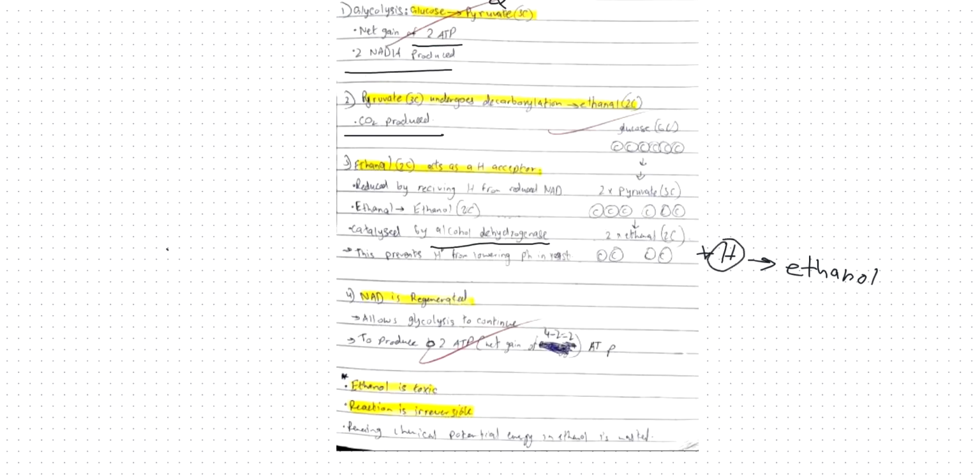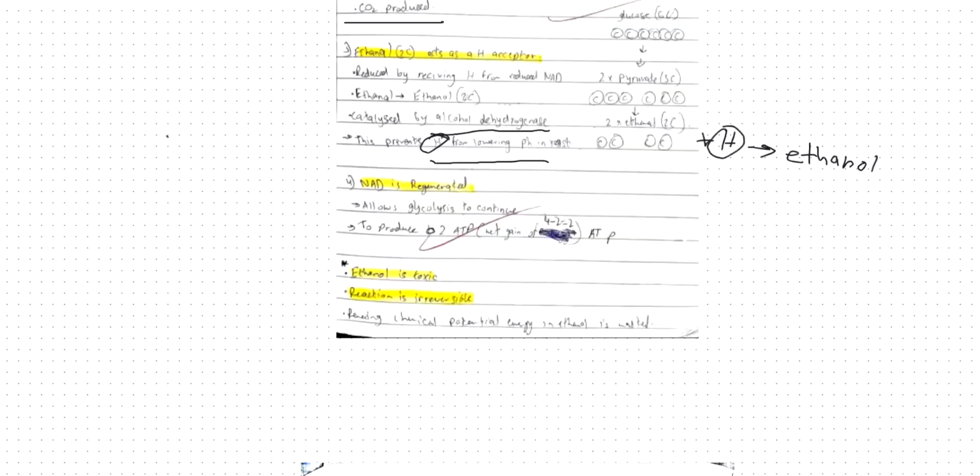This prevents yeast from getting their pH lowered because of protons. So NAD is regenerated in this process, and this allows glycolysis to continue. And in the process, again, you make net 2 ATP. But ethanol is toxic, right? Ethanol is toxic. And since this reaction is irreversible, there is a lot of chemical potential energy that is wasted in the process.